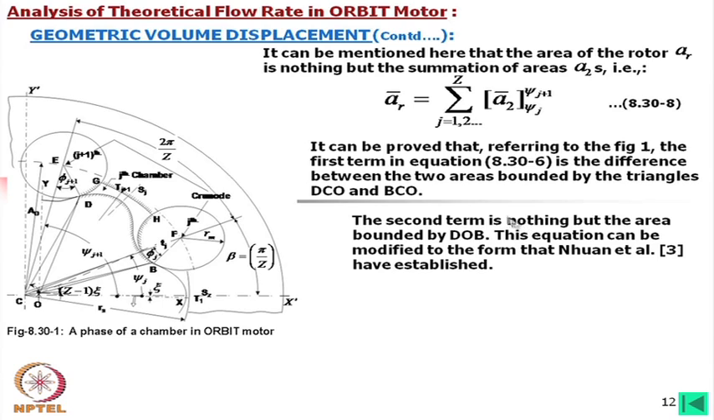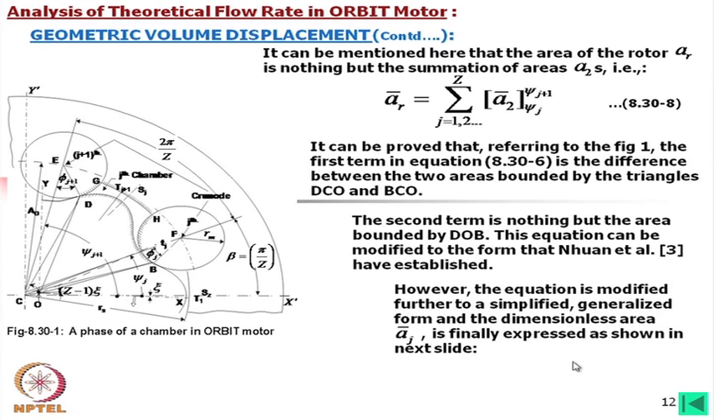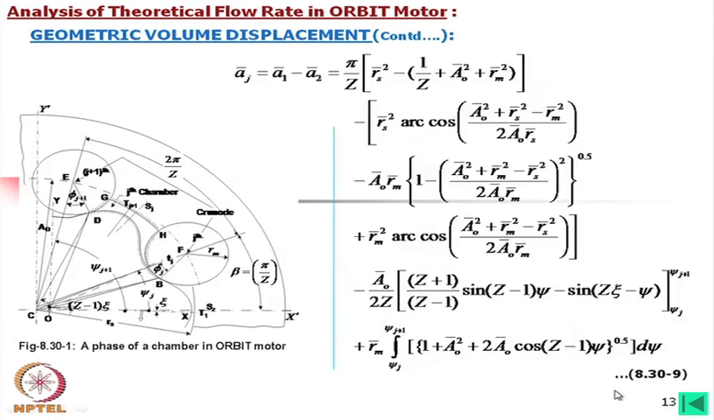Now, the second term is nothing but the area bounded by d o b. This equation can be modified to this form. You will find in one reference that he developed the formula in another way. To me it was more cumbersome, but I have simplified this formula and we arrived at this form, which we will see in the next slide. Okay. So, what I have done, I have substituted all the findings, all the formulation in non-dimensional form, and ultimately this will be the area of a chamber at any instant. That means, when the shaft is rotated by this angle, we will get this angle.